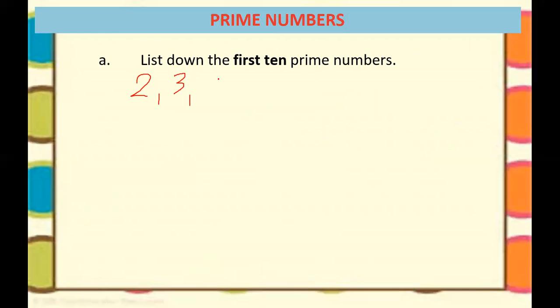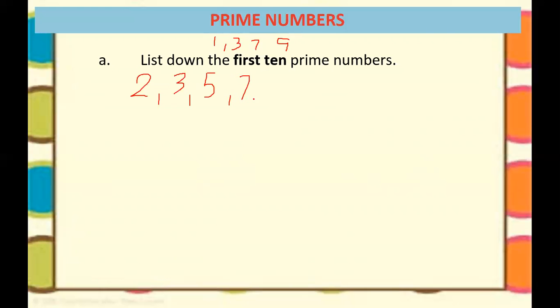Does 4 belong to prime numbers? No, because it has 1 times 4 and 2 times 2, so it has 3 factors. And anyway, 4 is an even number, and most prime numbers end with 1, 3, 7, and 9. So 4 is cancelled. 5, okay, anyway, it's 1 digit only. So 5 is 1 times 5.